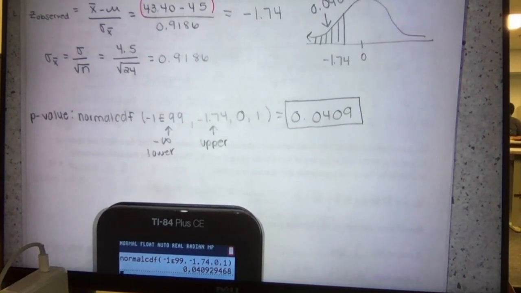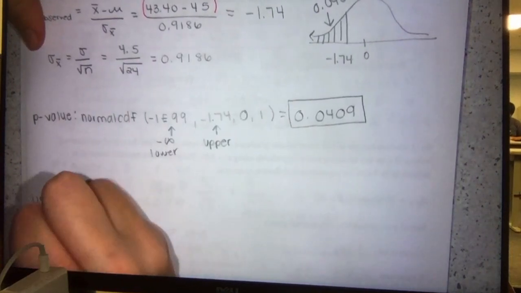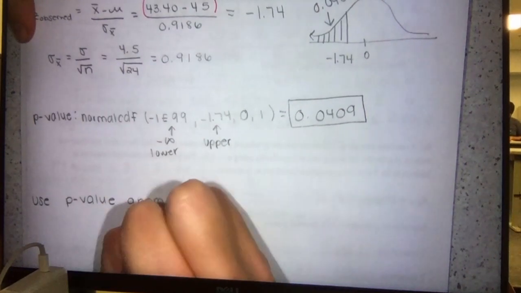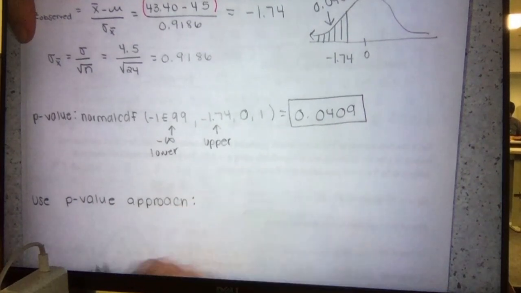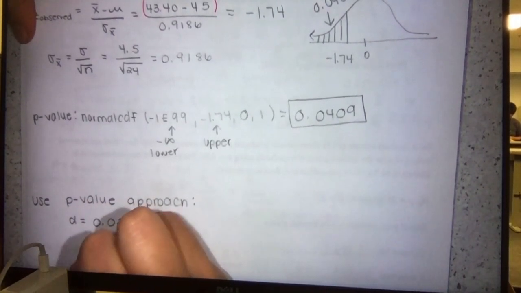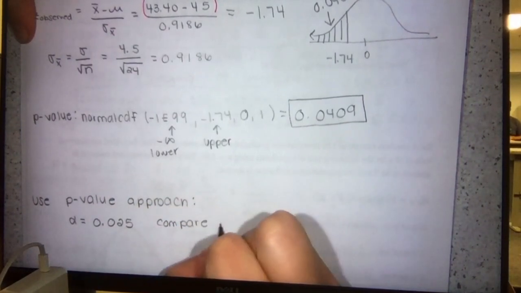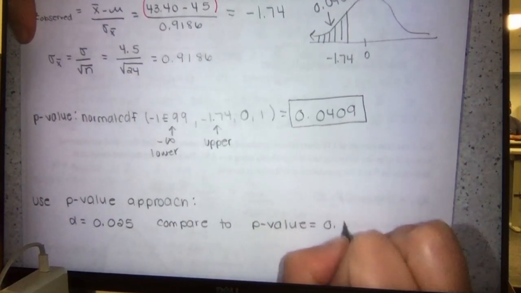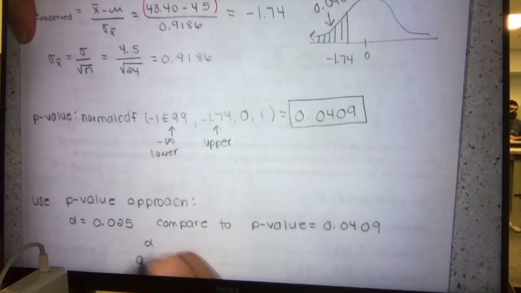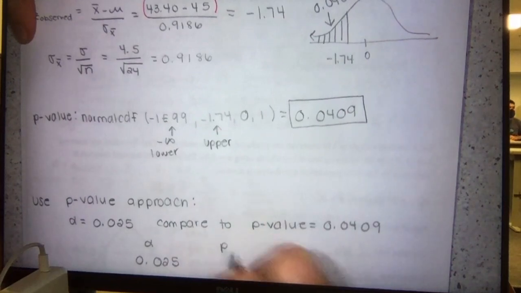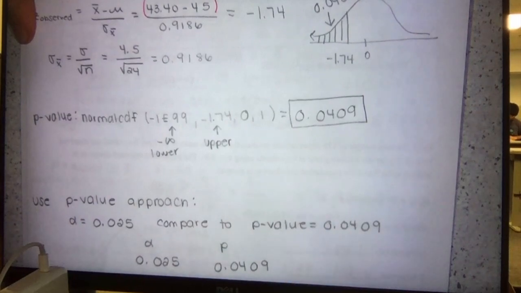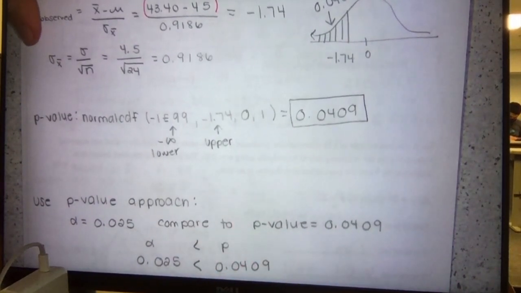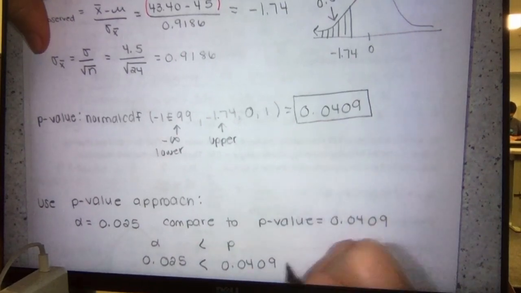Because we have a p-value, it is telling us to use the p-value approach. So we're going to take our alpha, which is 0.025, and compare it to our p-value, which is 0.0409. 0.02 and 0.04, 0.04 is bigger, so our p-value is bigger. If our p-value is bigger, we are going to fail to reject the null hypothesis. Our evidence wasn't enough, so we have to fail to reject the null hypothesis.